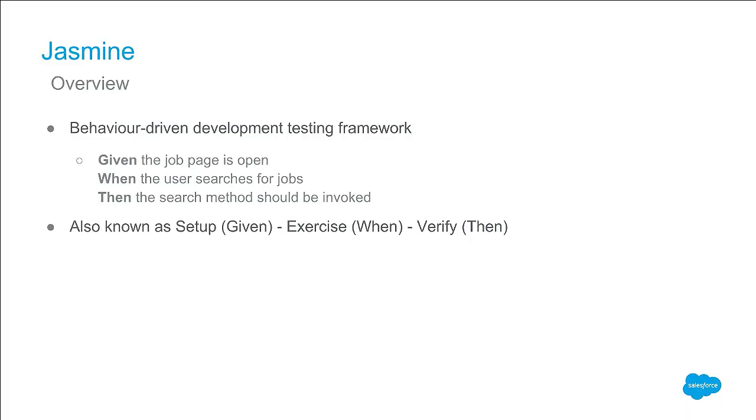So Jasmine is a behavior-driven development testing framework, which is the given, when, then concept. So in my job application, given that the job page is open, when the user searches for jobs, then the search method should be invoked. So given, when, then, you don't really see an awful lot of that around the internet, but it's a very familiar pattern: setup is given, exercise is when, and verify is then.